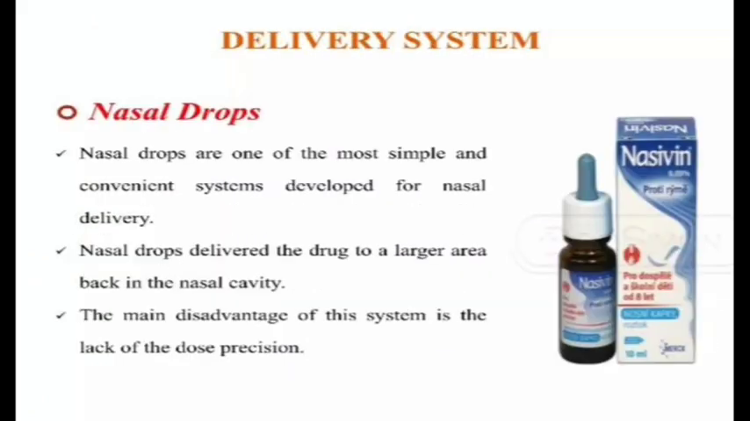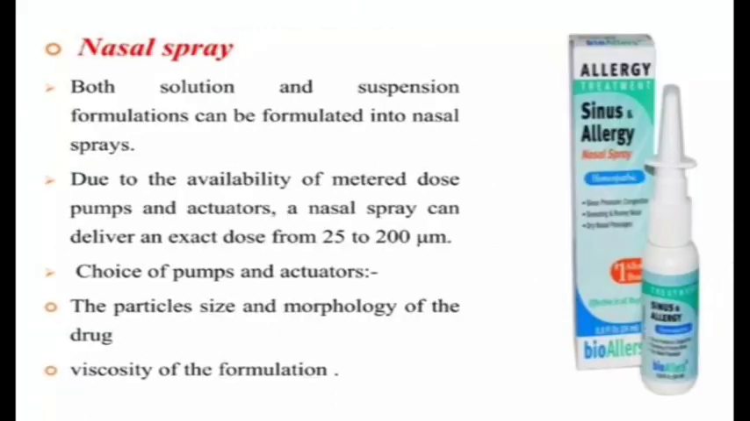Delivery systems. First one, nasal drops. Nasal drops are one of the simplest and most convenient systems developed for nasal delivery. Nasal drops deliver the drug to a larger area in the nasal cavity. The main disadvantage of this system is lack of dose precision. Second one, nasal spray. Both solution and suspension formulations can be formulated into nasal spray. Due to the availability of metered dose pumps and actuators, the nasal spray can deliver an exact dose from 25 to 200 micrometer. Factors include choice of pumps and actuator, the particle size and morphology of the drug, and viscosity of formulation.